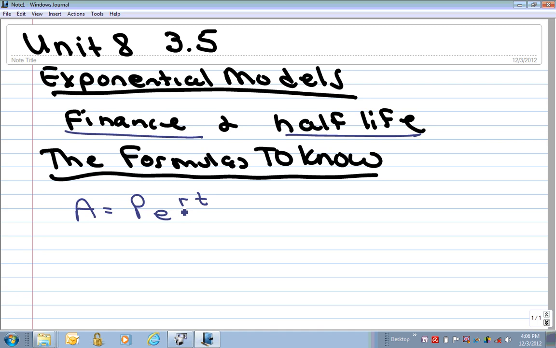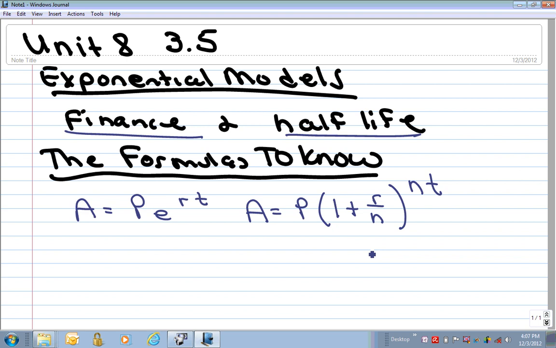If your investment is being compounded any way besides continuously, like quarterly or monthly or weekly, then you're going to be using A equals P, and then it's 1 plus the rate over the number of times compounded, raised to the number of times compounded times time in years. So if it's quarterly, then the value would be 4. If it's monthly, the value in both places would be 12, etc.